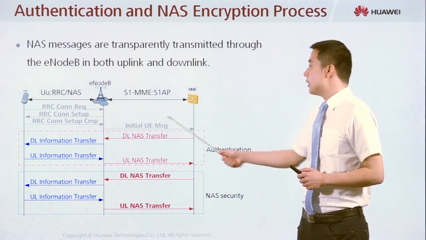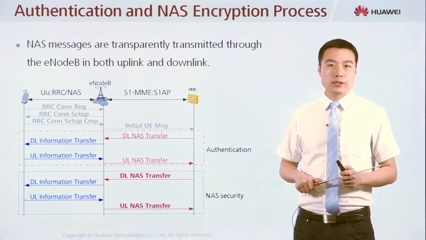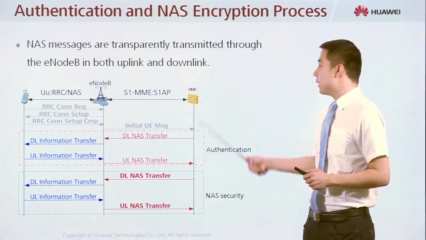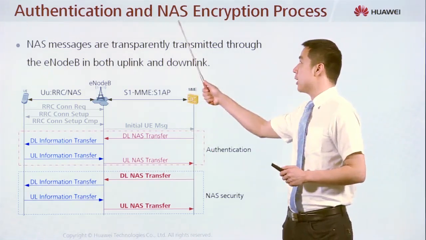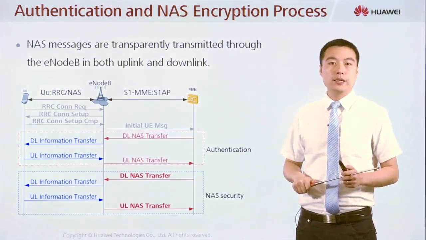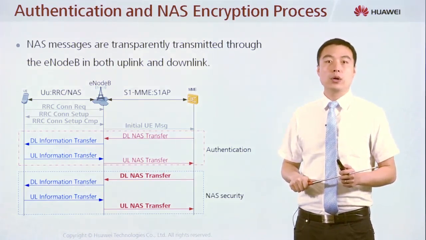After the MME receives this initial UE message, the MME will understand the purpose of the UE. If the UE wants to perform an attach, the MME will start the authentication and the NAS encryption procedures. Check the ID of the UE to see if this user is a legal user or an illegal user.